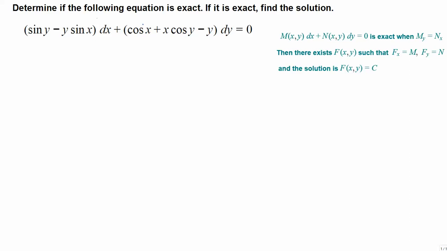Determine if the following equation is exact. If it is exact, find the solution. So this is in the form M dx. Here is the standard form if you want to compare.